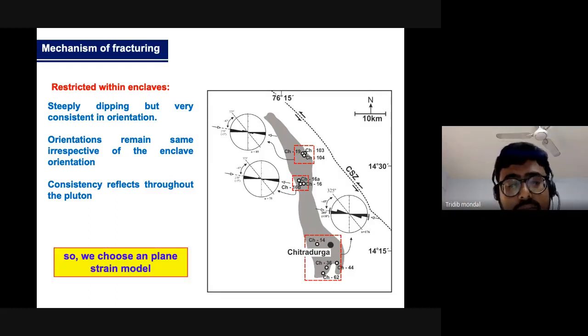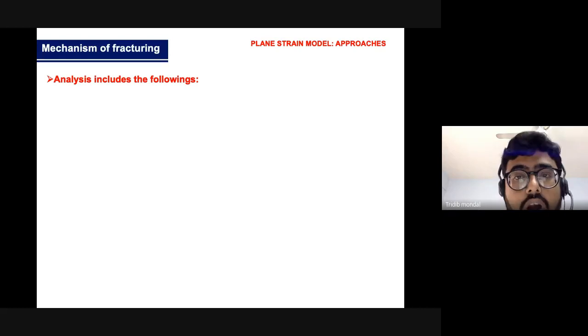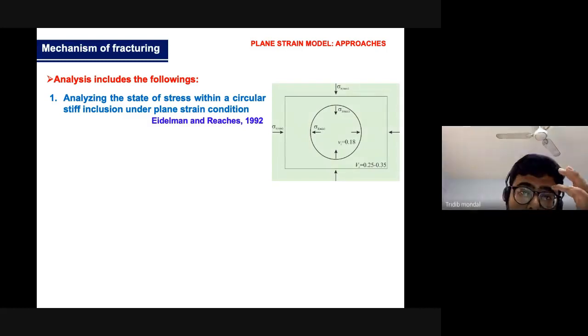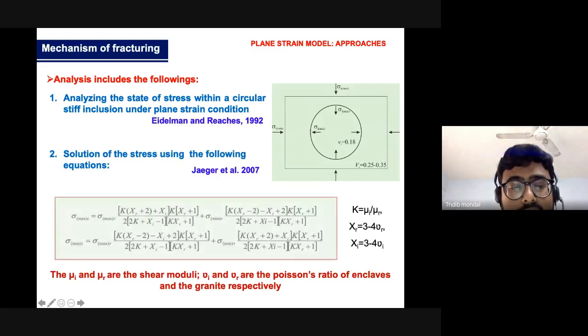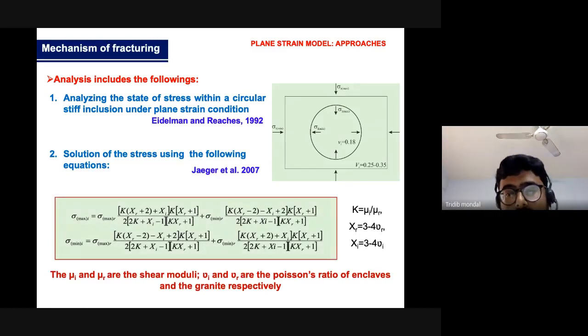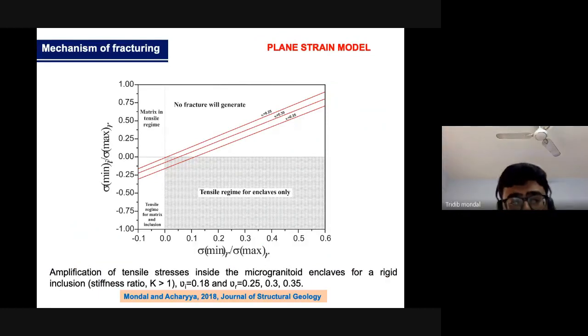So we use a plane strain model to explain the occurrence of these restricted fractures within the enclaves. That has been done following Edelman and Rich 1992. It is assumed that if you have stiff inclusions embedded in an infinite rock mass, we can equate, following Jaeger et al. 2007, the state of stress within the enclaves and the state of stress outside the enclaves. And finally, we can plot the sigma minimum I, that is the internal minimum stress, versus the maximum remote stress.